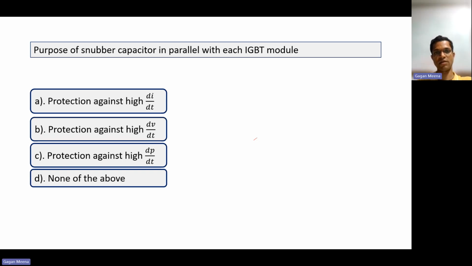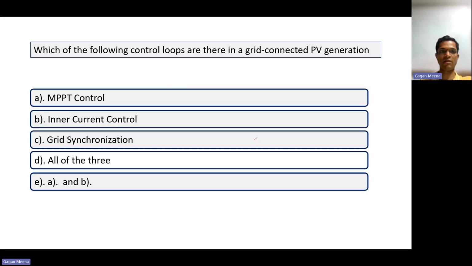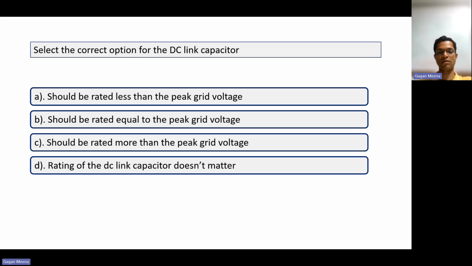The purpose of the snubber circuit in parallel with each IGBT module is to protect against high dv/dt. Which of the following control loops are there in grid connected PV generation: maximum power point tracking, grid synchronization, and current control, all the three? Select the correct option. The DC link capacitor should be rated more than the peak grid voltage.